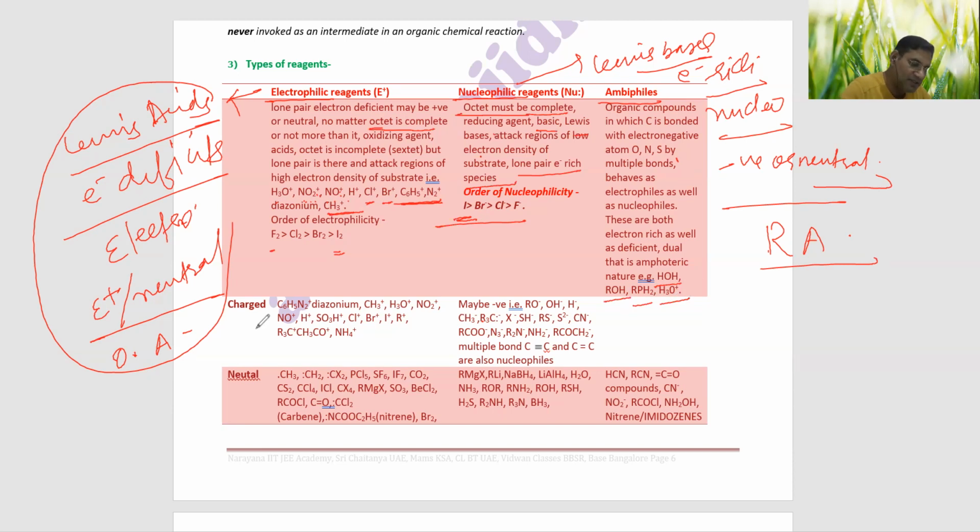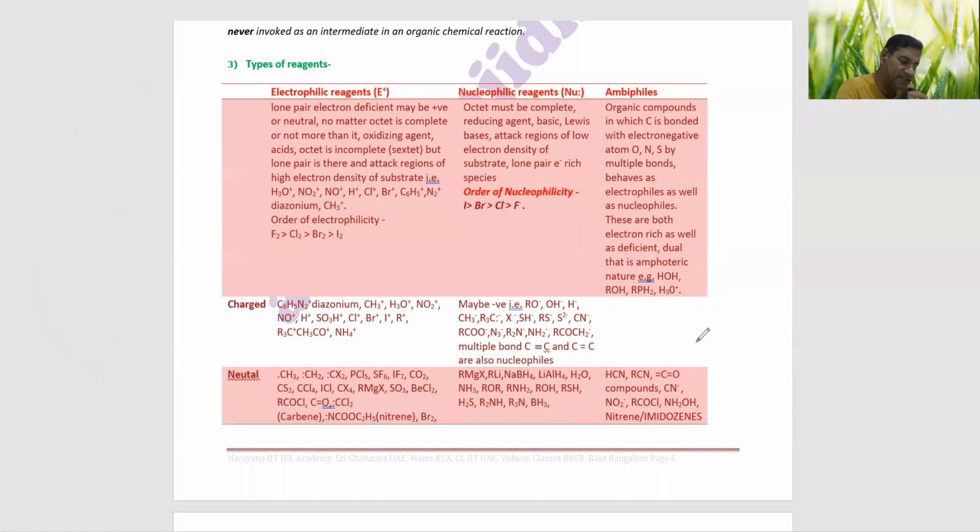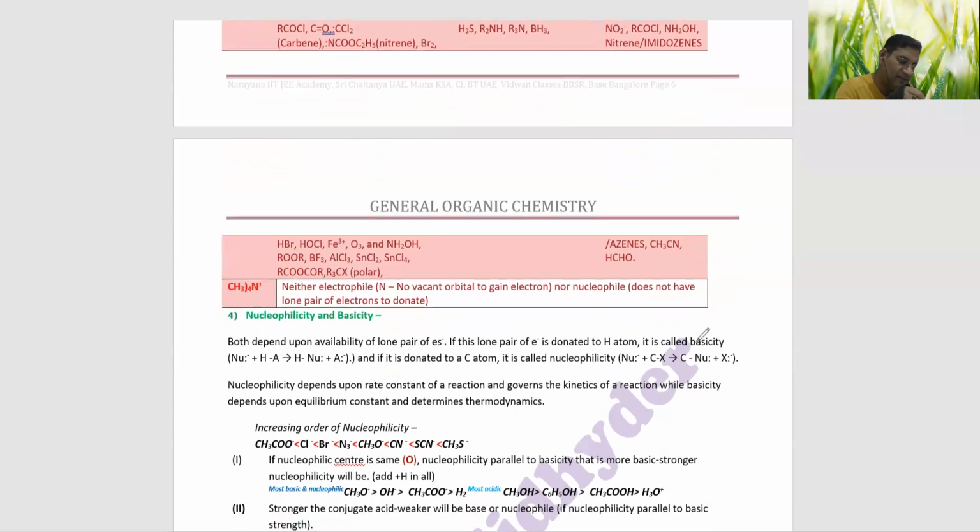Now, charged and neutral electrophilic reagents, both examples are written here. These are all charged nucleophiles. These are neutral nucleophiles. These are neutral electrophiles. And these are neutral ambiphiles. Charged ambiphiles are not there. So this is all about the reagents. These reagents are very important.